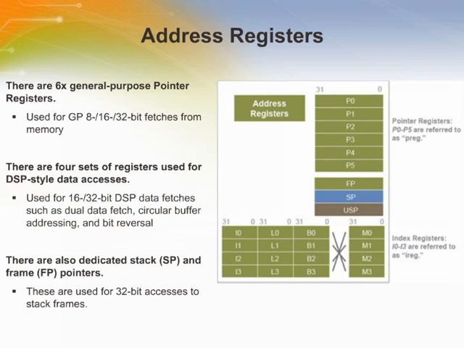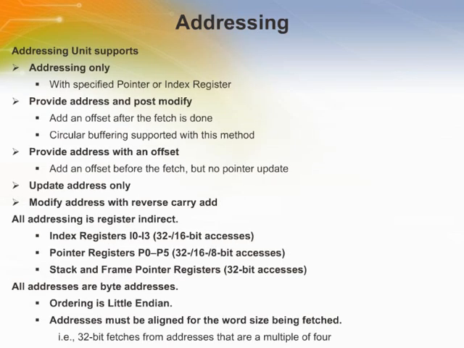Blackfins also have 4 sets of registers, which are used for DSP-style data fetches. This includes 16 and 32-bit fetches. DSP-style means the types of operations that we typically use in DSP operations, such as dual data fetches, circular buffer addressing, and bit reversal, that would be done with these particular registers. Blackfins also have dedicated stack and frame pointers as shown here.